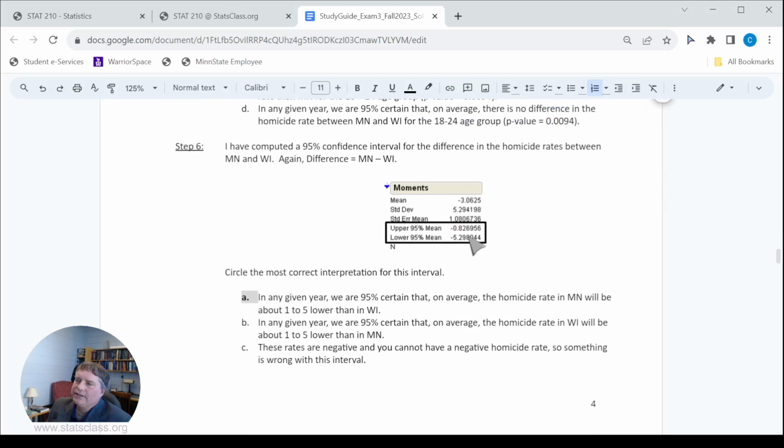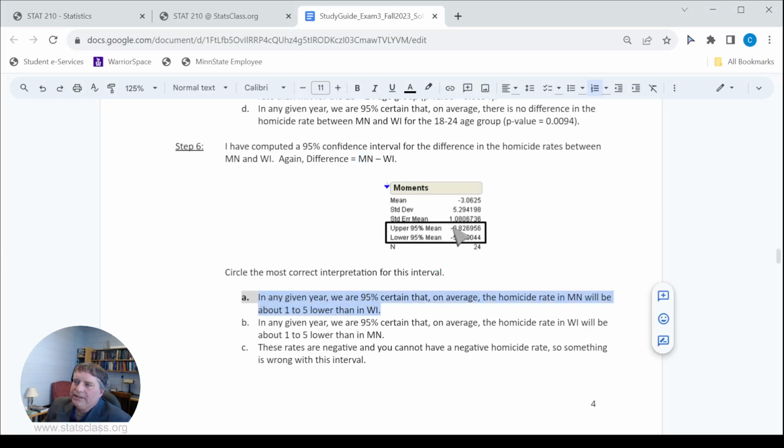This one here is looking actually at the confidence interval, which is basically -1 to -5 or so. Now you might be asking, how can you have a negative homicide rate? Well, we can because we're looking at Minnesota minus Wisconsin. So if that's negative, that means Minnesota's smaller. The only way you're going to get a negative number here is if Minnesota's smaller than Wisconsin. The lower and upper are negative, so that means I definitely have a difference between the two states. Now, because it's negative, I get to say that Minnesota is smaller. All right. So A is going to be the answer there.